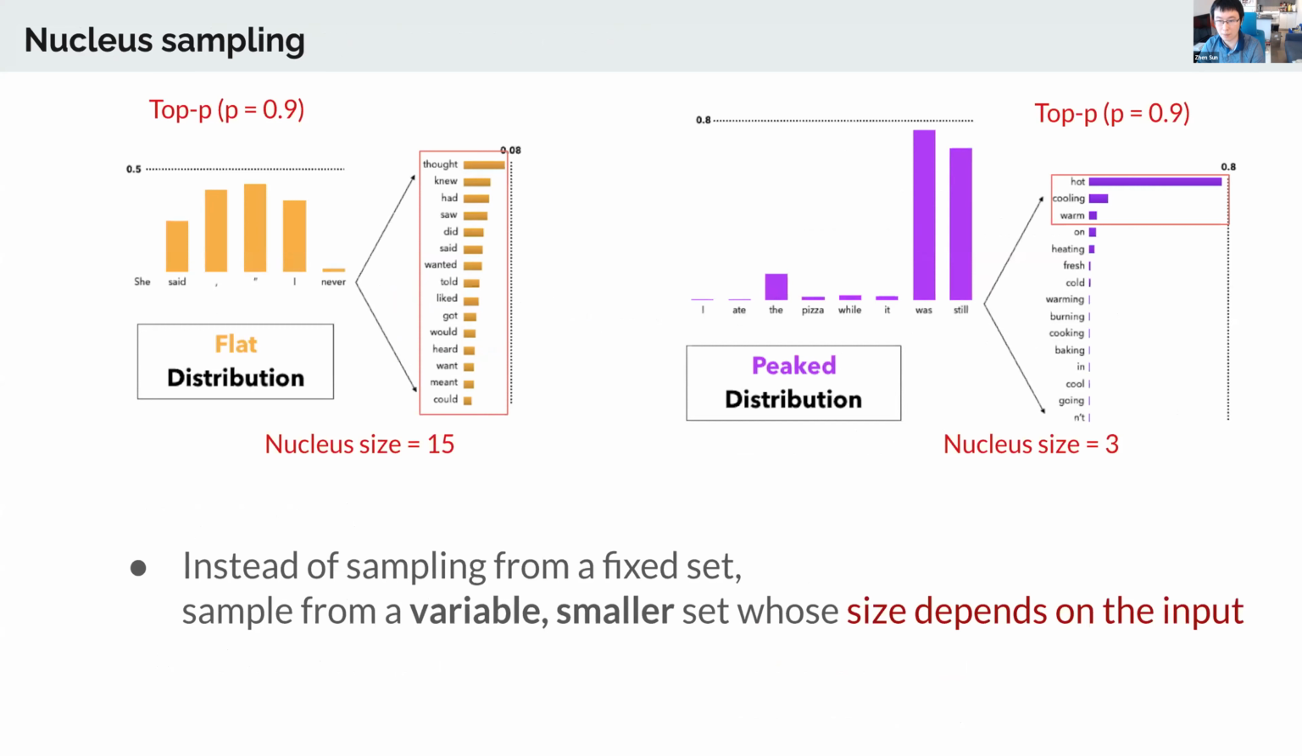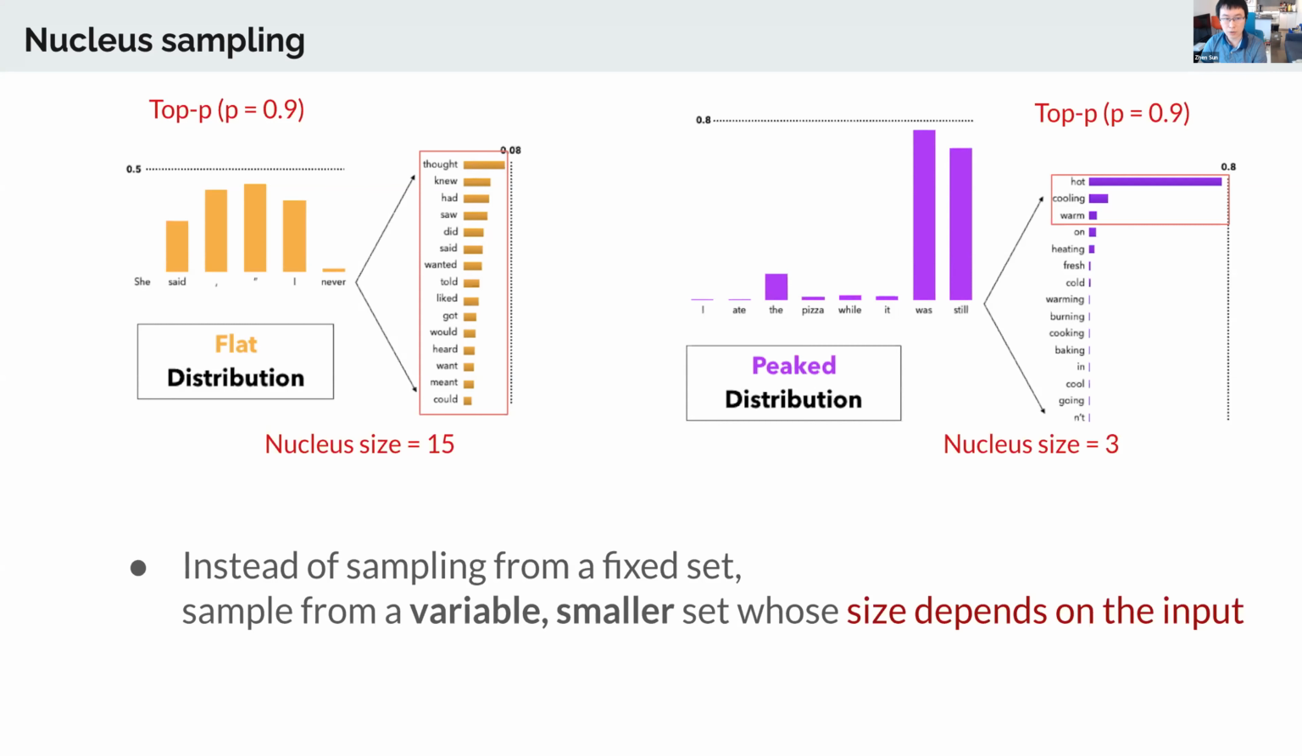Here's a top p sampling with p equals 0.9. We can see that in the left figure, the distribution is flat. So the nucleus sampling selects a relatively large nucleus with 15 tokens. The sum of the probability is 0.9 here. And on the right figure, there is a peak distribution. So nucleus sampling selects a relatively small nucleus with only 3 tokens. Compared to other sampling methods, nucleus sampling produces high quality, high diversity text. But notice that compared to other sampling methods that sample from a fixed set, nucleus sampling samples from a variable, smaller set whose size depends on the input.